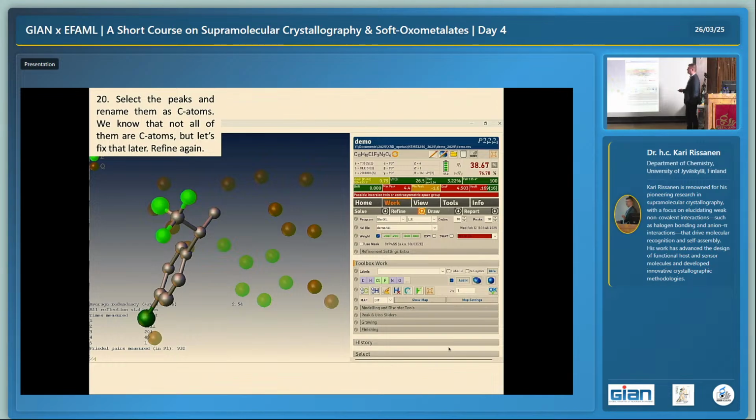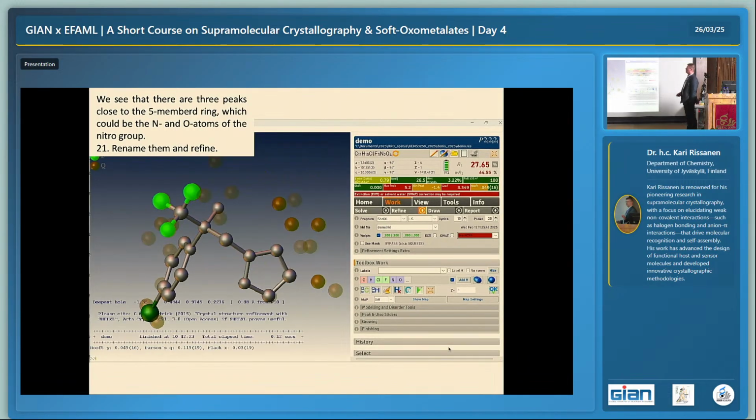We start assigning them. Now select these peaks and we put them all as carbon atoms. In principle, they should not be carbon atoms on the 5-membered ring, but we just name them as carbon atoms. We know that not all of these are carbon atoms, but let's fix them later. And then do the refine, click here again, and now we see, okay, now look. Now it's 27. So it's going down. So our model gets more and more accurate.